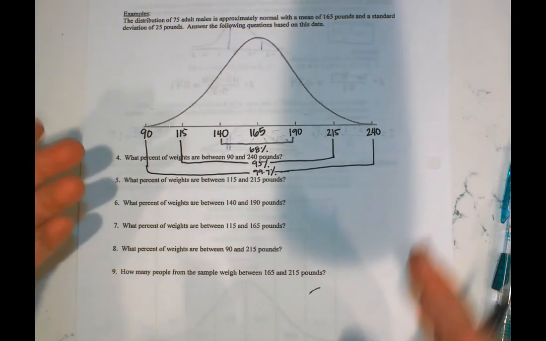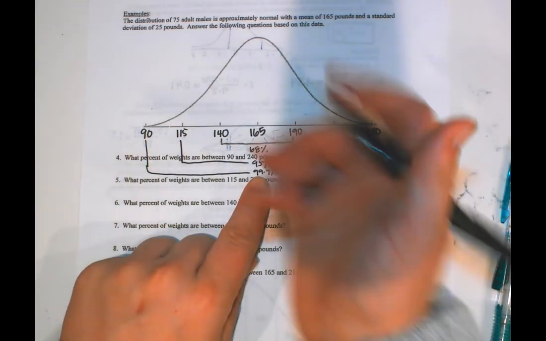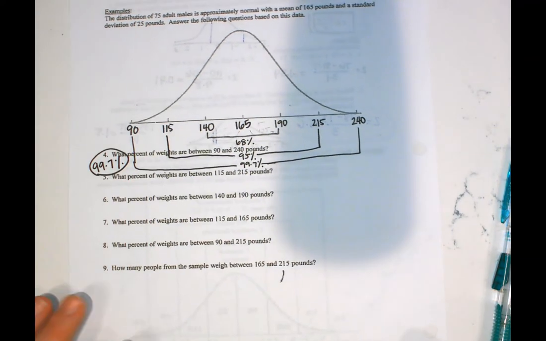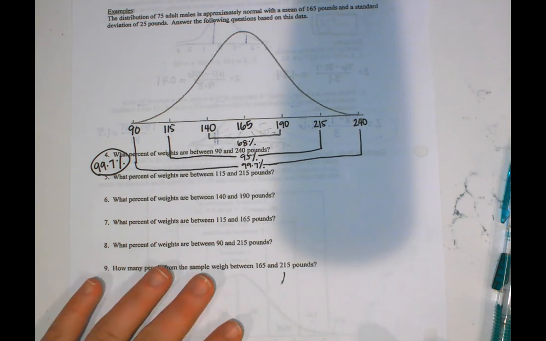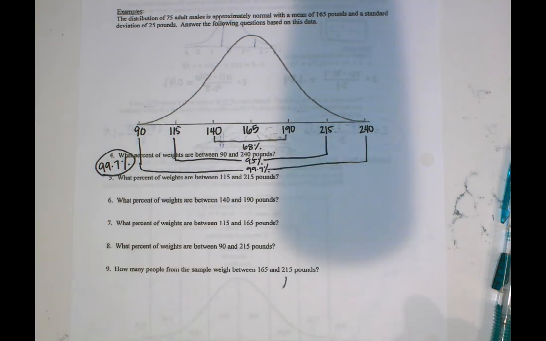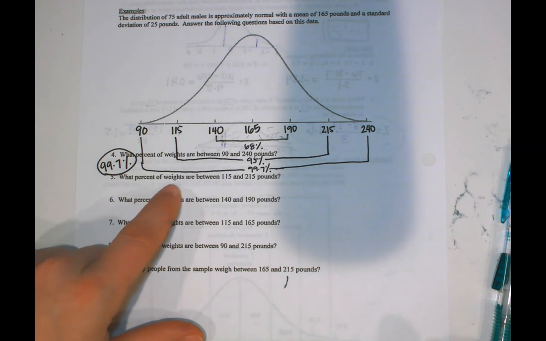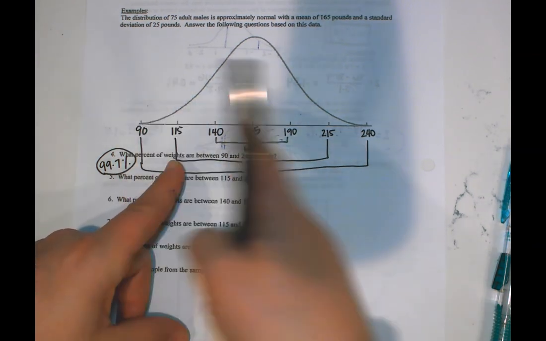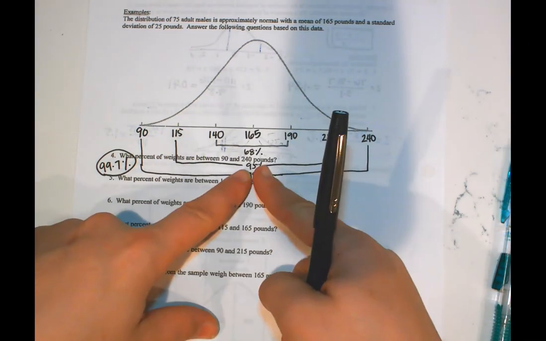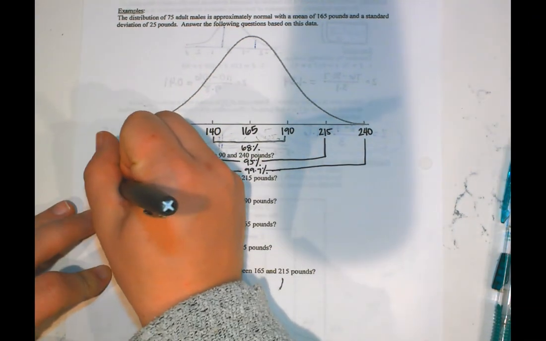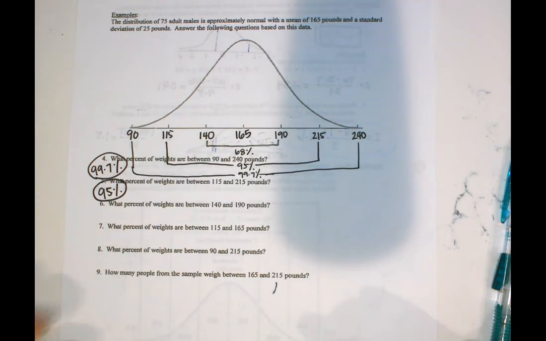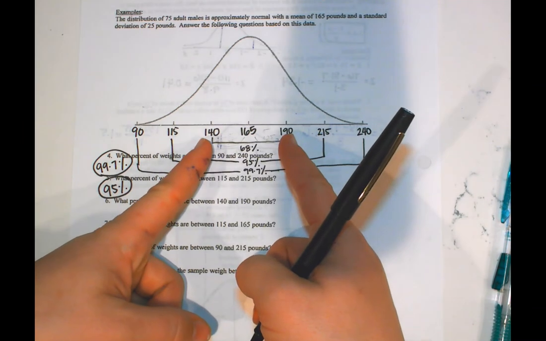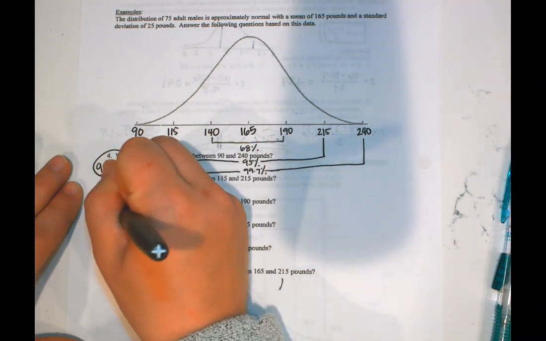So the first one asks between 90 and 240. Our empirical rule tells us that's 99.7%. So 99.7% of all the weights of men are between 90 and 240. Then it asks what percent is between 115 and 215. So then I would be between negative 2 standard deviations and 2 standard deviations. So my empirical rule says 95%. And then between 140 and 190, I'm 1 standard deviation away. So my empirical rule says 68%.